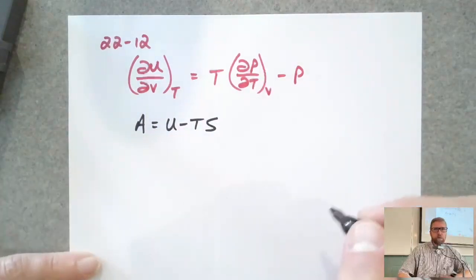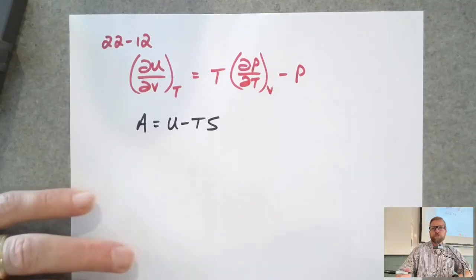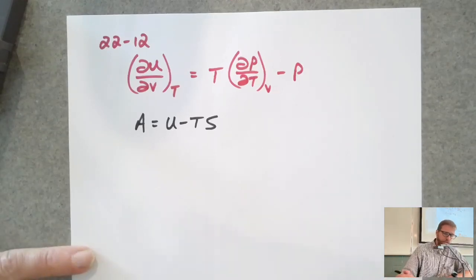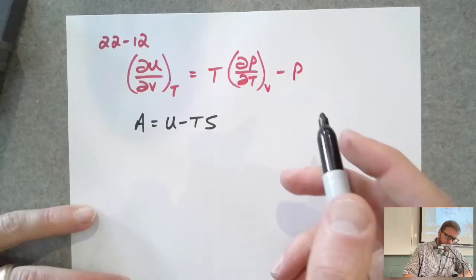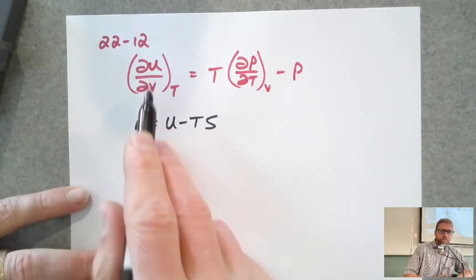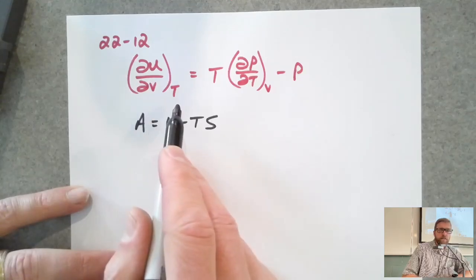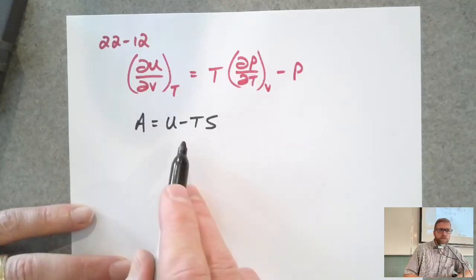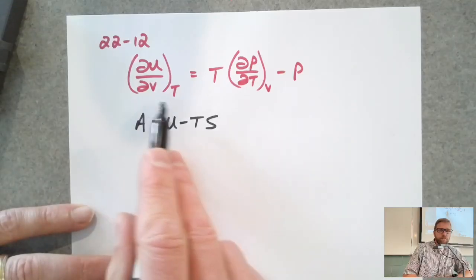But we're going to start with A equals U minus TS. So in your partial derivatives homework, you've looked at that too? Did you print both of the homework sets off? I did the partial derivative. You did the partial derivative one. Okay, yeah, so this will be helpful. Now we're looking for this partial derivative right here, partial of U with respect to V at constant temperature. So what we're going to do is take the derivative of this equation with respect to volume, holding temperature constant.